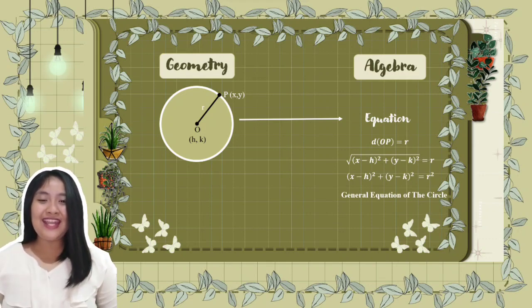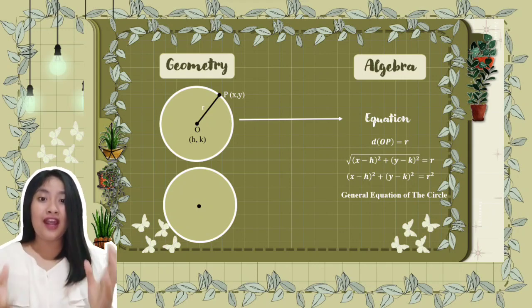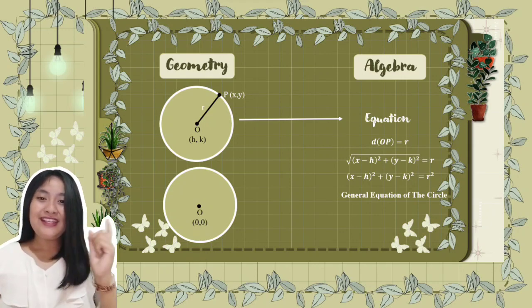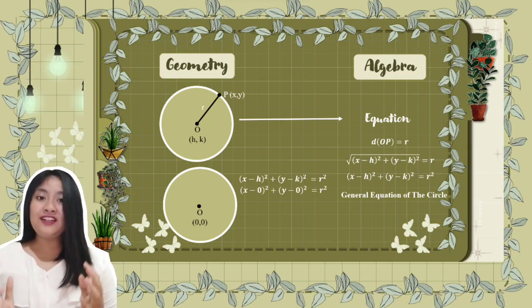Now that we have seen the general equation of a circle, can you tell me the equation of a circle whose center lies on the origin? Yes, you're right. Since the center is the origin, the values of h and k become 0. Substituting these values in this equation, we get this. And solving it further, we get this. This is the equation of a circle with the origin as its center. So now we know how to represent a circle in geometry and algebra.